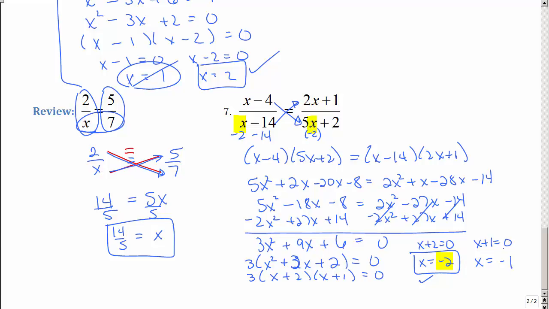Now let's check negative 1. So if I have negative 1 minus 14, is that 0? No. If I plug it in here, 5 times negative 1 plus 2, is that 0? No. So now I have two answers.